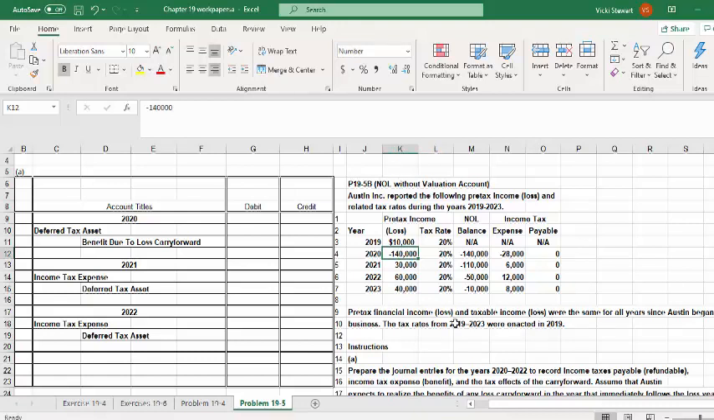$140,000 pre-tax loss in 2020. This would result in a carry forward that could be utilized in the next years when they have pre-tax financial income. So we're going to record the entry starting in 2020 when Austin had the net operating loss. To record this entry, we are going to debit deferred tax asset for $28,000 and credit benefit due to loss carry forward for the same amount. We got this amount by multiplying the $140,000 NOL times the 20% tax rate.